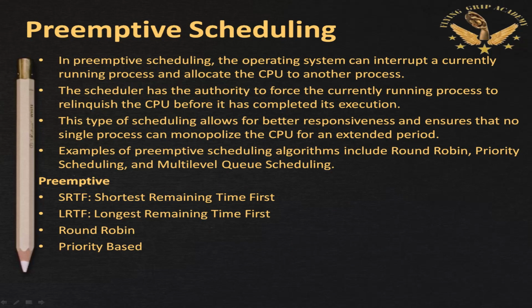In preemptive scheduling, the operating system can interrupt a currently running process and allocate the CPU to another process. The scheduler has the authority to force the currently running process to relinquish the CPU before it has completed its execution. This allows for better responsiveness and ensures that no single process can monopolize the CPU for an extended period. Examples of preemptive scheduling algorithms are shortest remaining time first, longest remaining time first, round-robin, priority based, and multi-level scheduling.